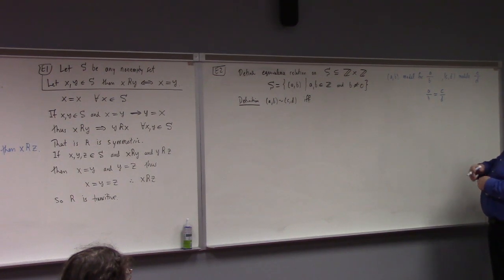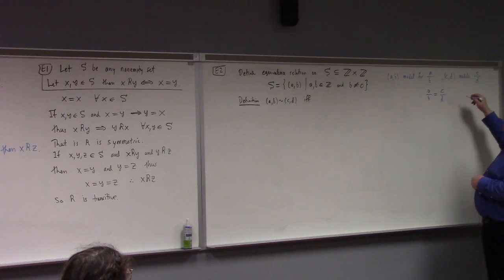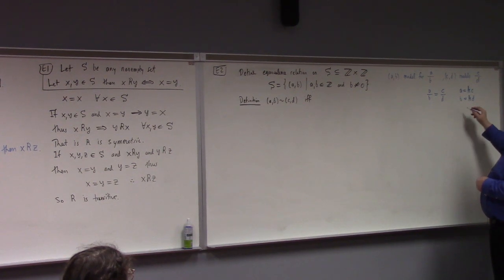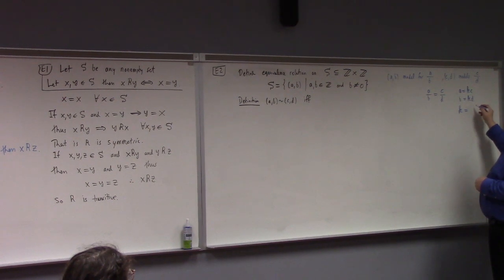Let me see if I can translate what you said into what I'm about to write. So you're saying A is equal to, say, K times C, and B is also equal to K times D, right? That would be what you said. And K apparently is equal to, yeah, I don't know.